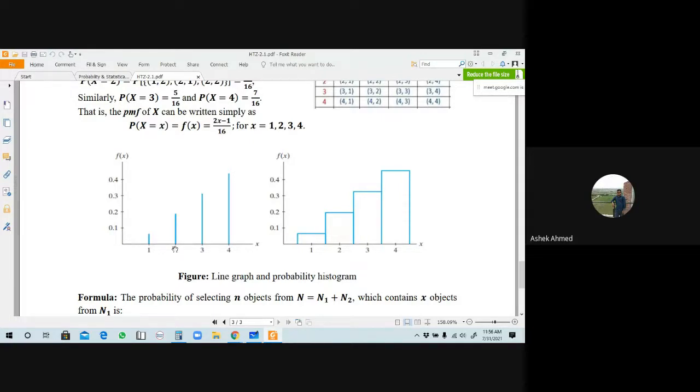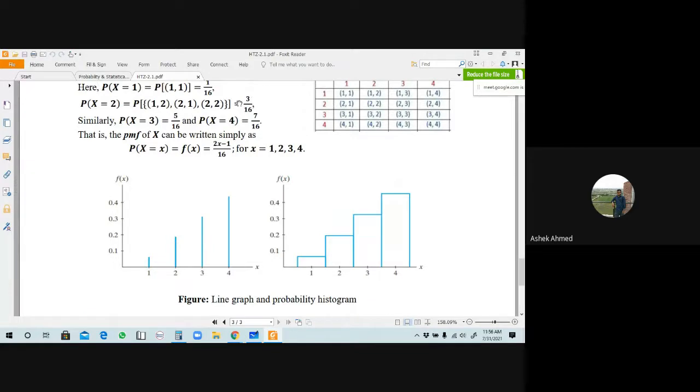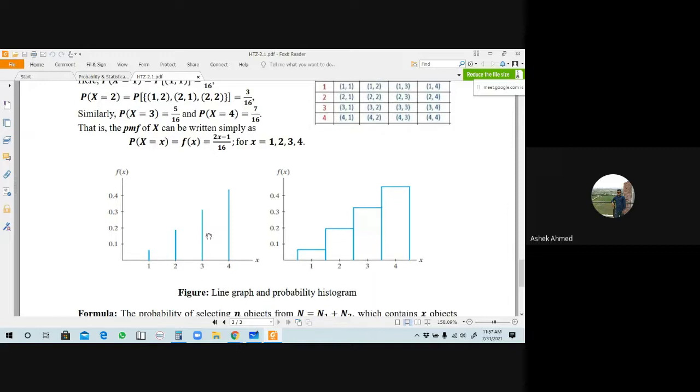If this is 2 comma 0, then this will be 2 comma 3/16. If this is 3 comma 0, this will be 3 comma 5/16. If this is 4 comma 0, this will be 4 comma 7 by 16. This line will be called here line graph. Understand?